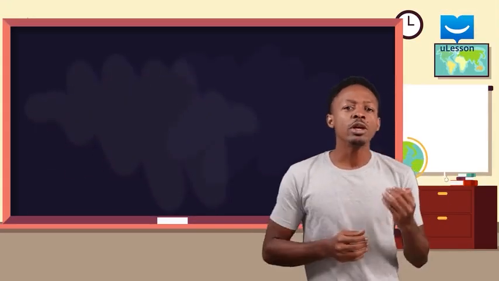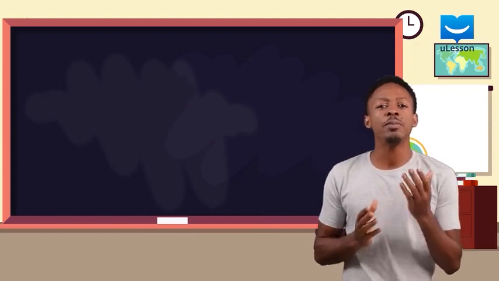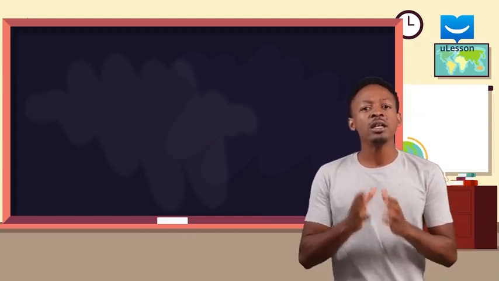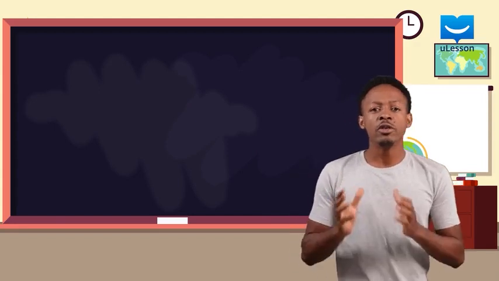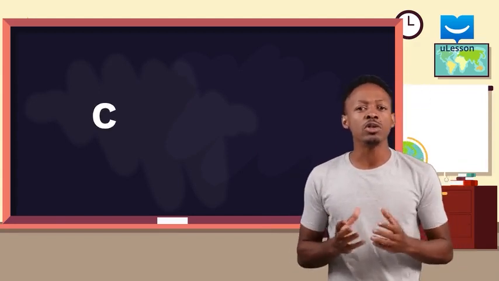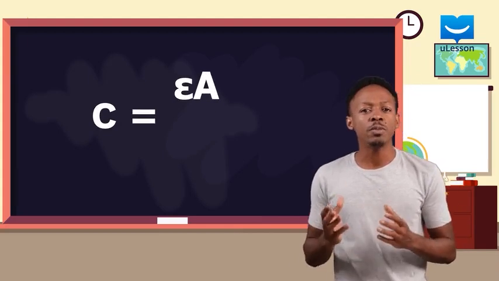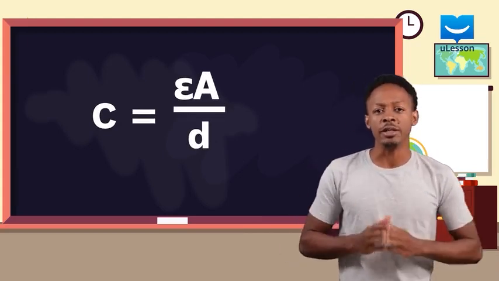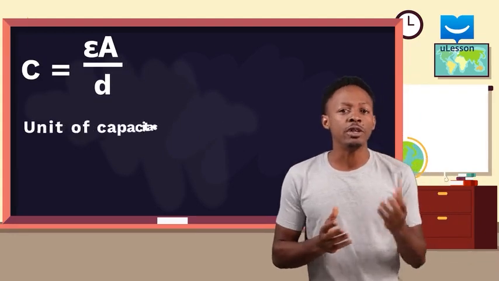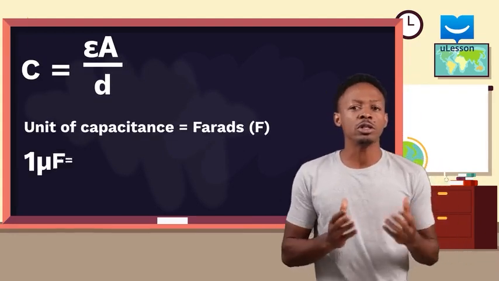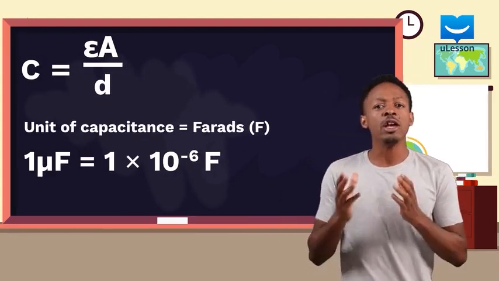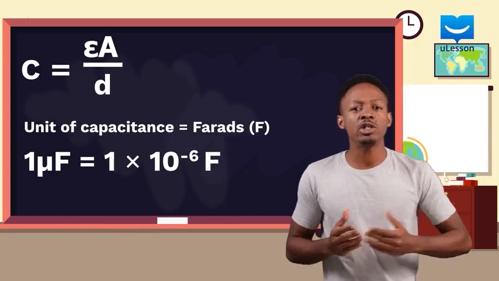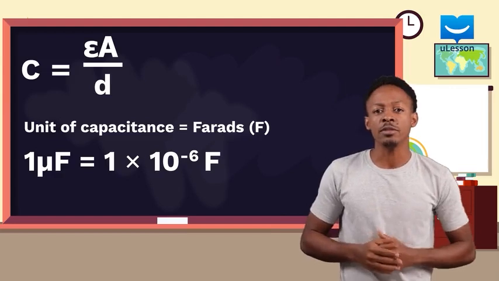And with that, we have the equation that relates the capacitance of a capacitor to the dimensions of the capacitor and the dielectric medium, written as capacitance C is equal to permittivity epsilon multiplied by area A divided by distance between the plates D. This capacitance is measured in farads, but for most capacitors in circuits, their capacitances are usually in the range of microfarads, that is 1 times 10 raised to the power of minus 6 farads.